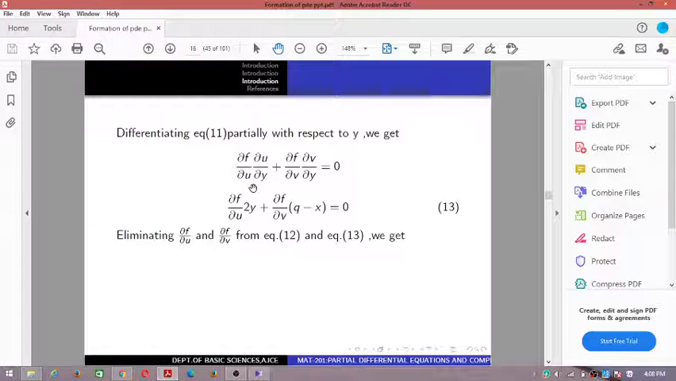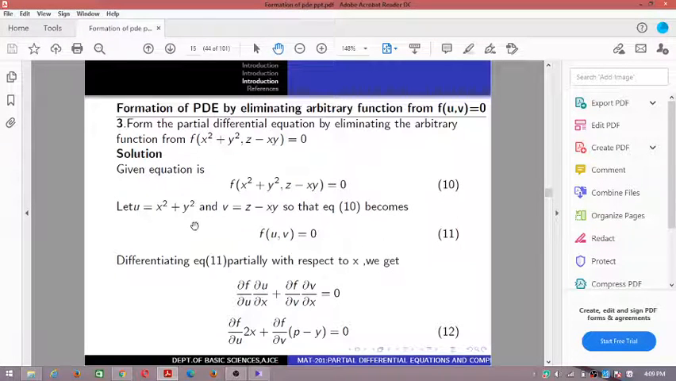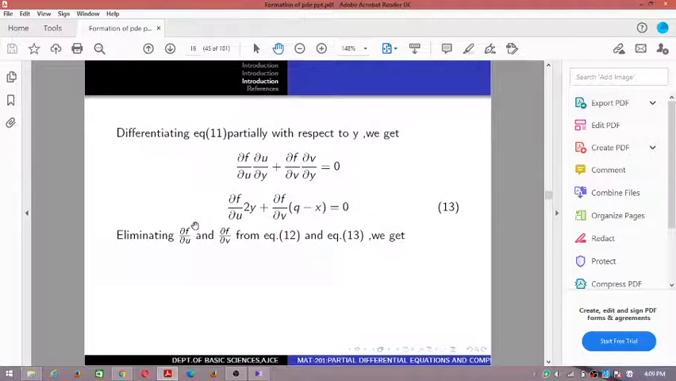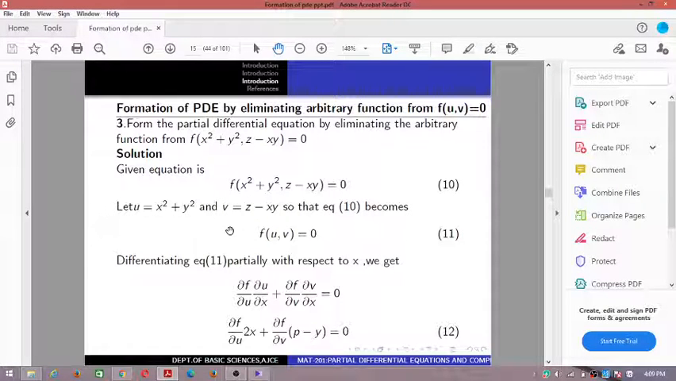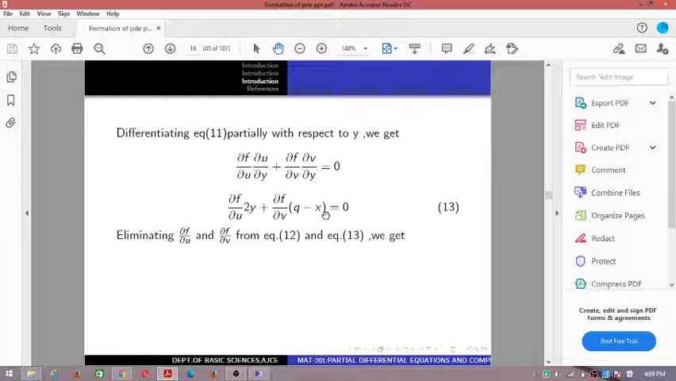Now we differentiate equation 11 again partially with respect to y. Then we get dou f by dou u into dou u by dou y plus dou f by dou v into dou v by dou y equal to 0 by composite function rule. Now dou u by dou y, since u is x square plus y square, is going to be 2y, hence we substitute 2y here, and dou v by dou y is given from v. Dou v by dou y is dou z by dou y minus x. Dou z by dou y is denoted by small q, hence dou v by dou y is small q minus x. We have substituted over here.